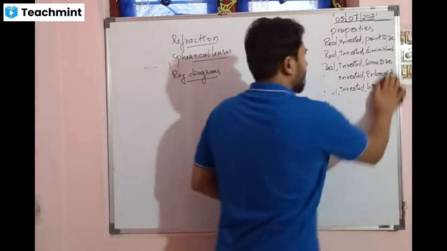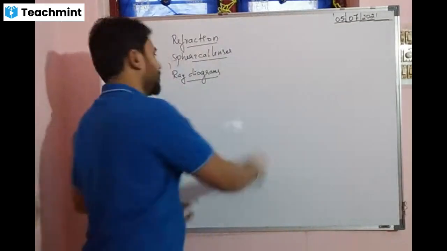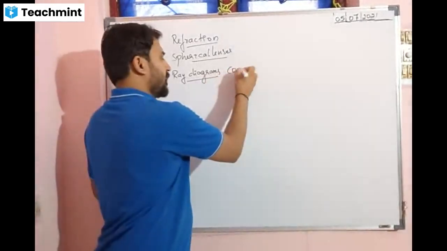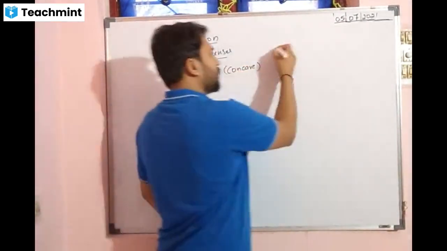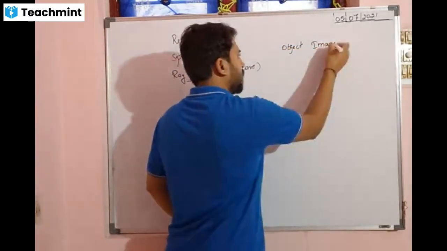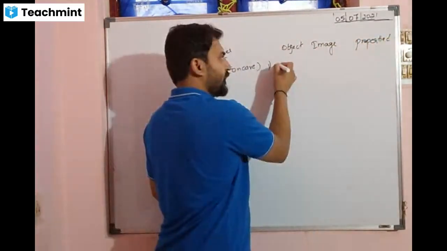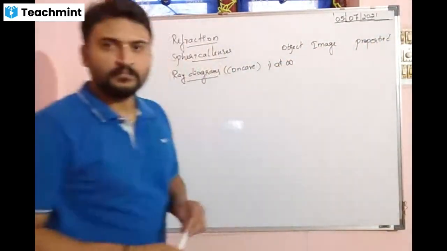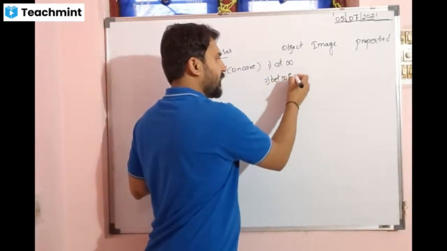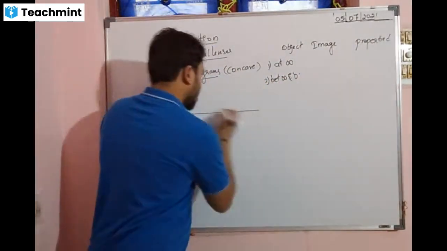Just like how we had only 2 positions in the convex mirror, similarly for the concave lens also we have the same thing. What are those? Position of object, position of image and their properties. The first one is when the object is at infinity. The second one is between infinity and optic center. Only these 2 positions. Let us see the ray diagrams of the first one.